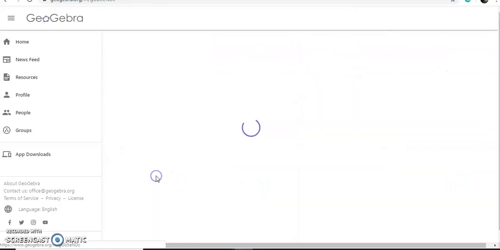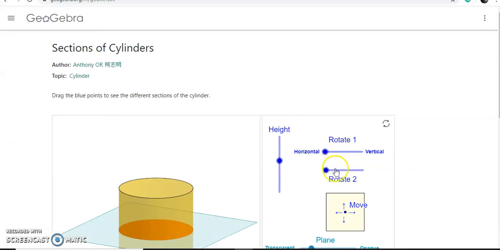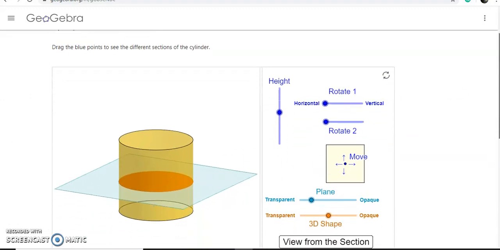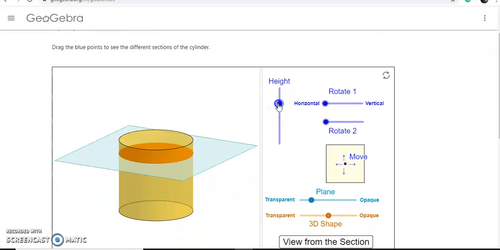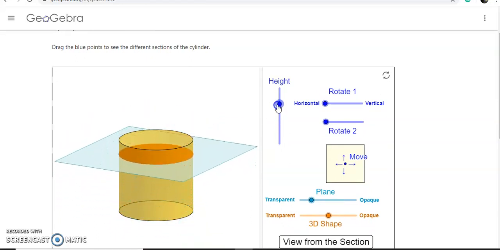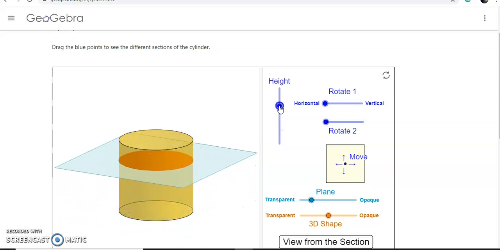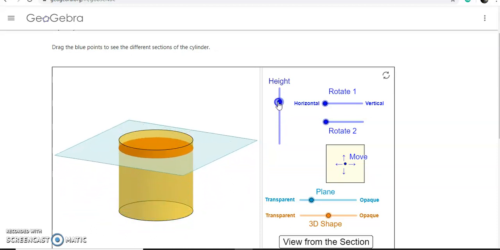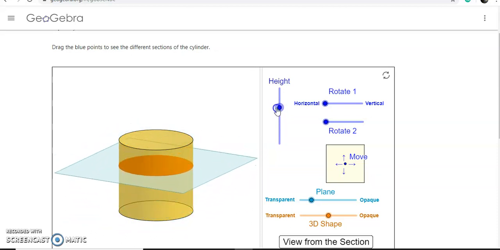Example, the cylinder. That was the example that was used here. Now, you can see the plane, we may move it. The intersection is a circle. You can see it, a circle, and the radius of the circle is constant in this cylinder.